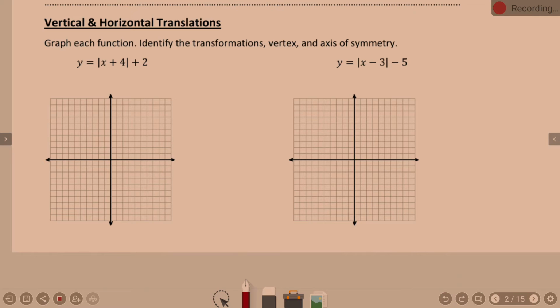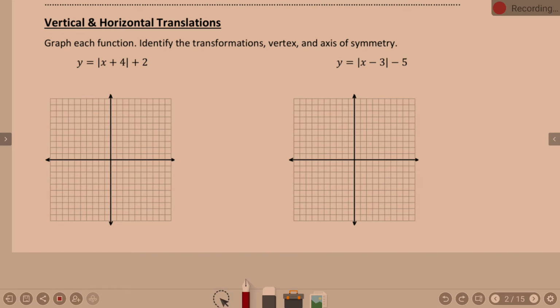Okay. Graph each function, identify the transformations, vertex, and axis of symmetry. And this is all in an effort to have you ready for what homework asks you to do. Homework definitely lines up with the notes a little bit better this time. I can assure you of that. So if you're hesitant about going into homework again this week, it'll be better, I promise. I made sure of it.